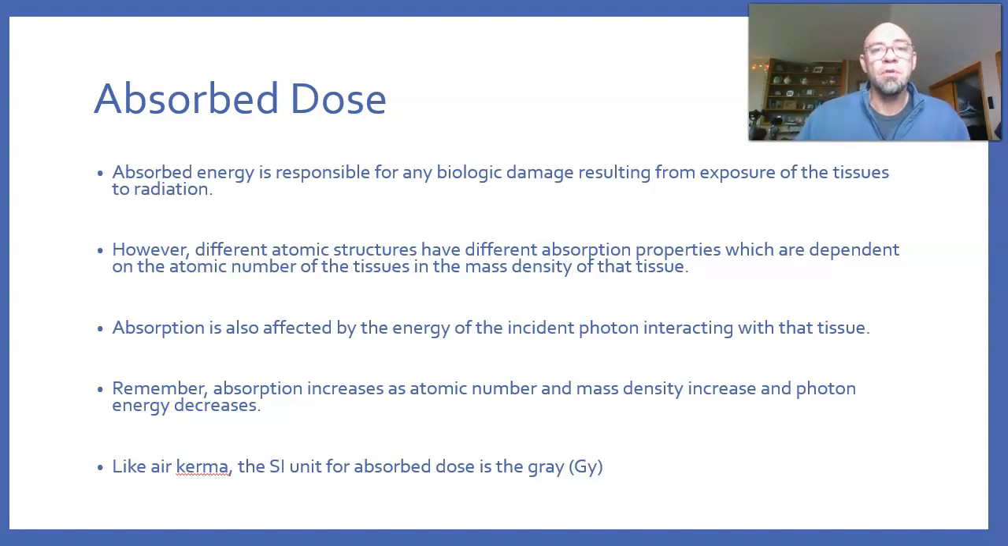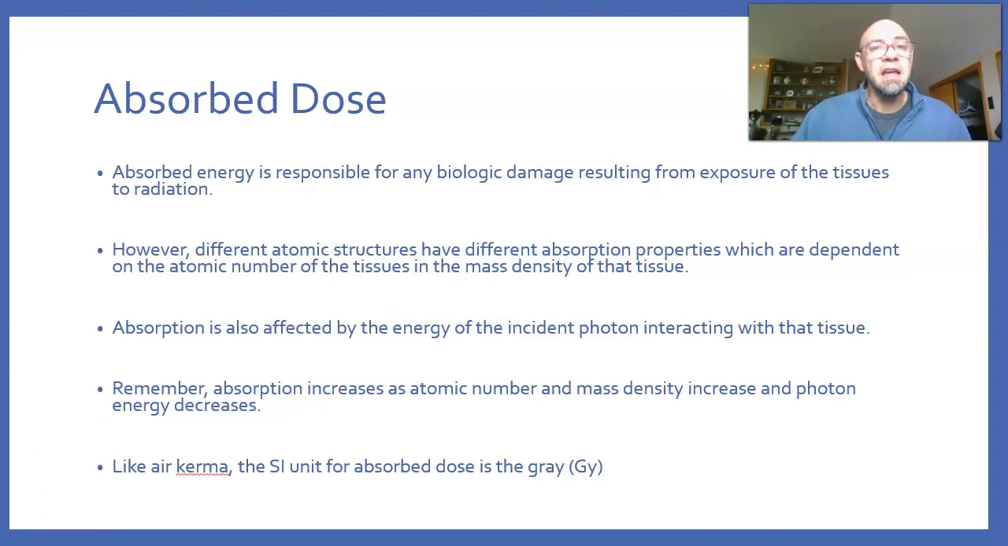Now, the amount of absorbed dose has a lot to do with what is in the way. What type of tissue is in the way? How dense was the tissue? What's the atomic structure of the tissue? All of those things, the atomic number and the mass density, will affect the amount of absorbed dose by that radiation.